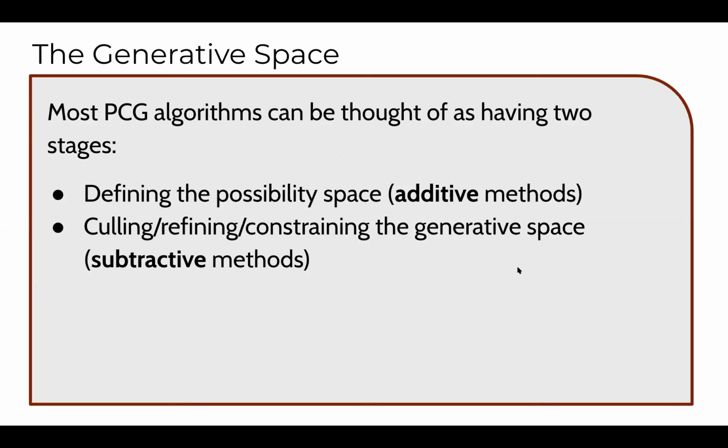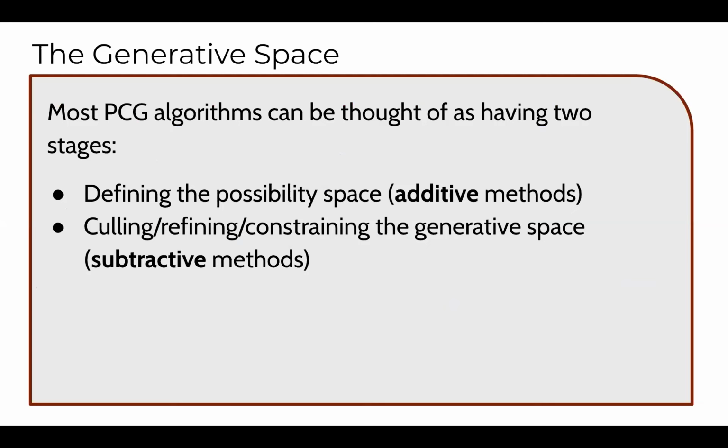Most PCG algorithms can be thought of as having basically two stages. One in which we are defining the possibility space, so we're building up all of these parameters and axes of variation that we can use to create an artifact. And then a second stage, where we take our possibility space and winnow it down or refine it or constrain it to get a generative space, which is a strict subset. The second set of methods is known as subtractive. It's subtracting artifacts from the generative space. And the first is sometimes known as additive methods.